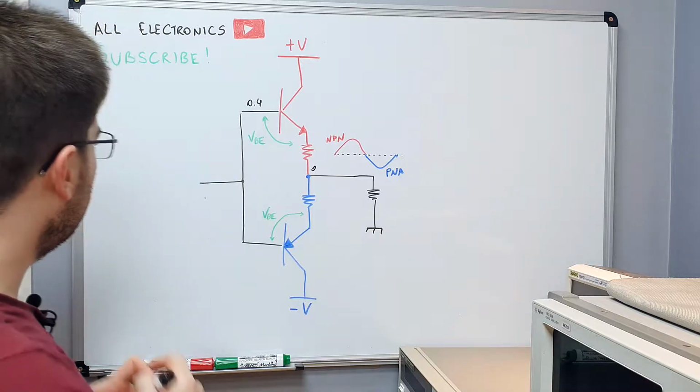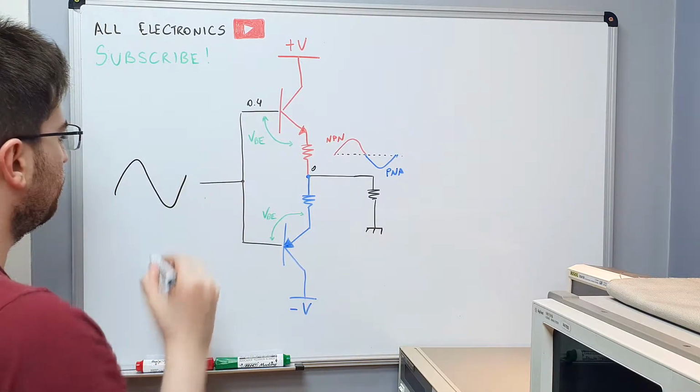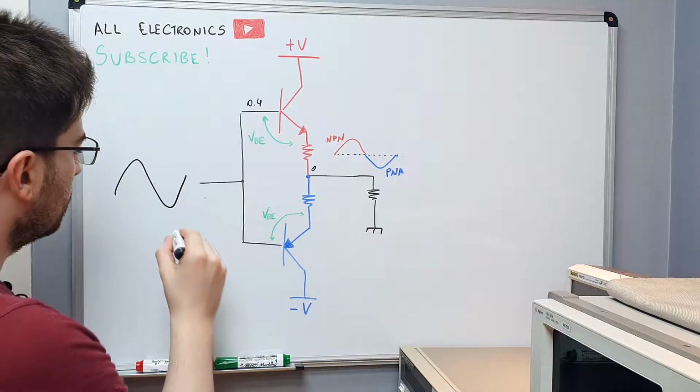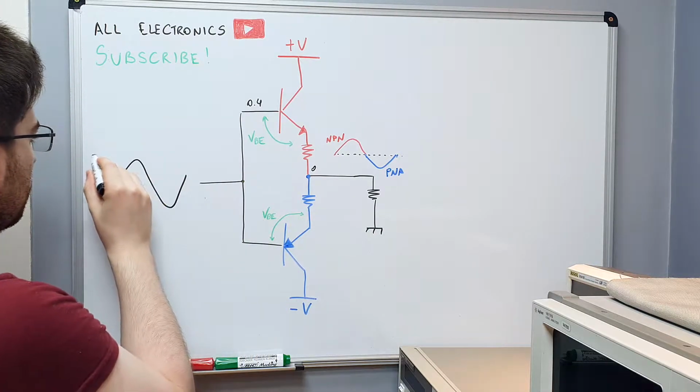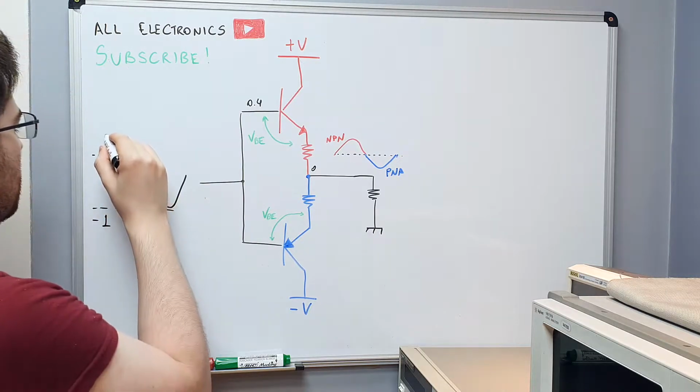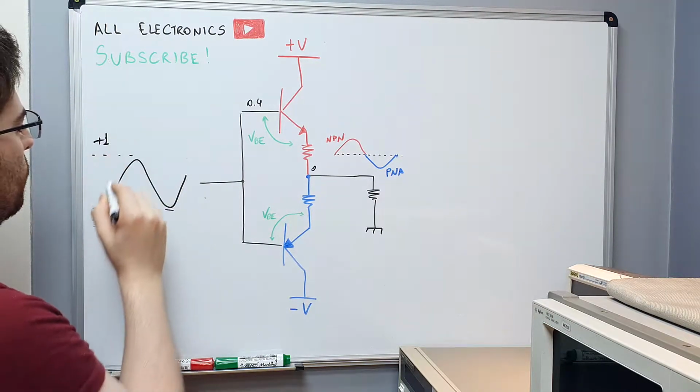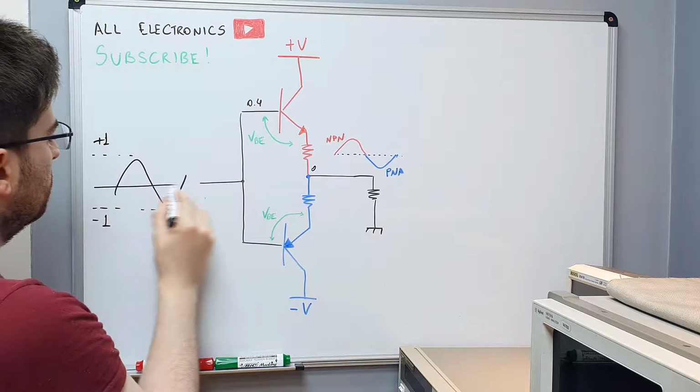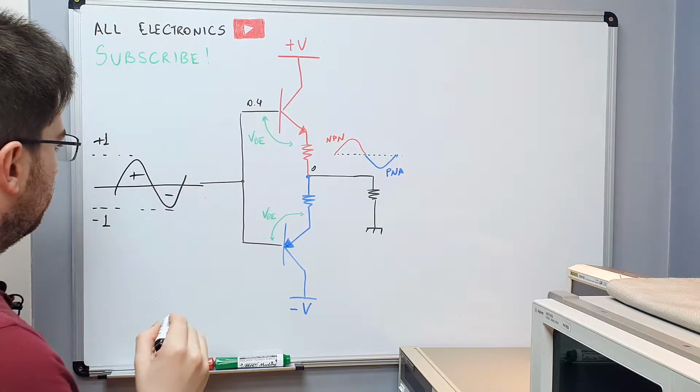that now we have a signal here that has 2 volts peak to peak. So negative 1 volt here and positive 1 volt on the positive cycle.